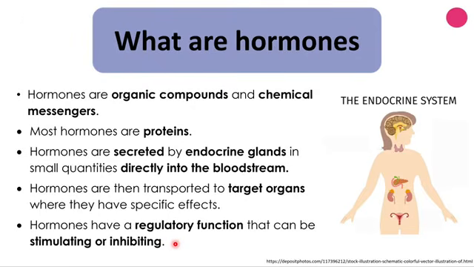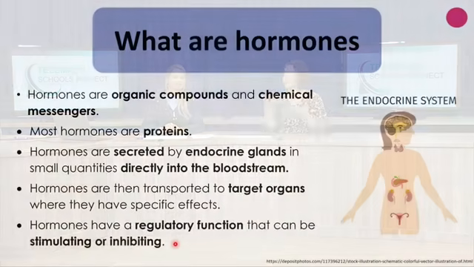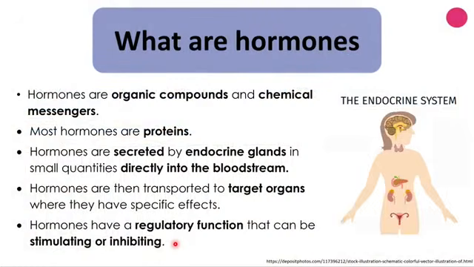So it's like a petrol and a brake on a car. Stimulating will be when I'm pressing the petrol, so I'm increasing whatever is being done. So for instance, if I have metabolic rate, if I increase the hormone thyroxine, then there will be an increase in the metabolic rate. If I'm inhibiting the hormone thyroxine, then I'm pressing the brake, so that will then decrease the metabolic rate.